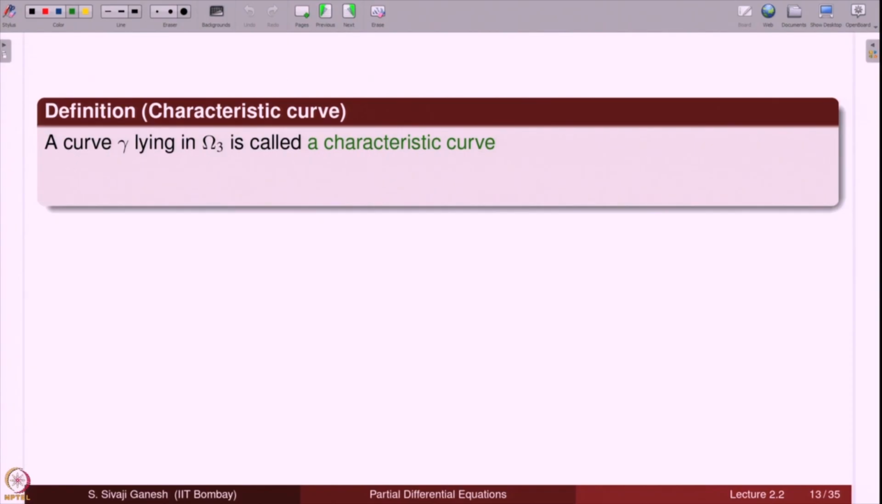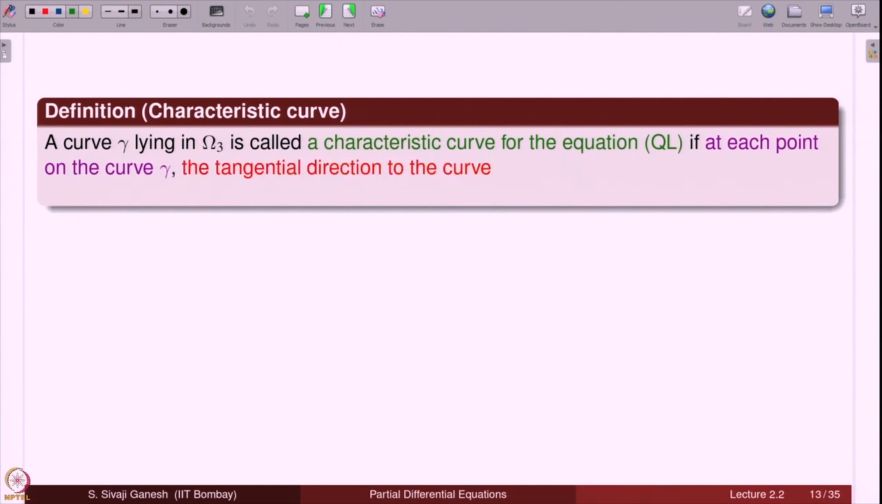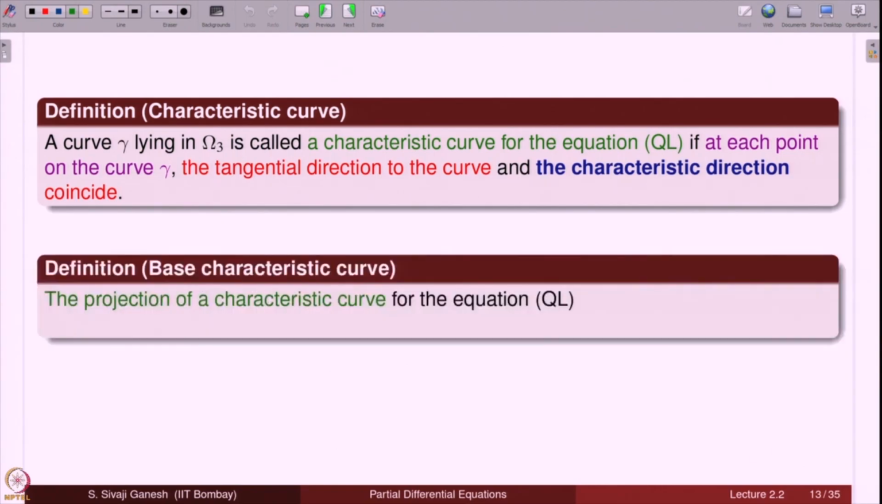Now, characteristic curve. A curve gamma lying in omega 3 is called a characteristic curve for the quasi-linear equation QL if at each point on the curve gamma the tangential direction to the curve is the same as the characteristic direction. Both directions coincide. That is called a characteristic curve.